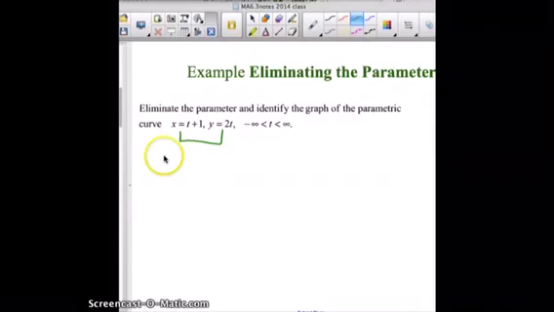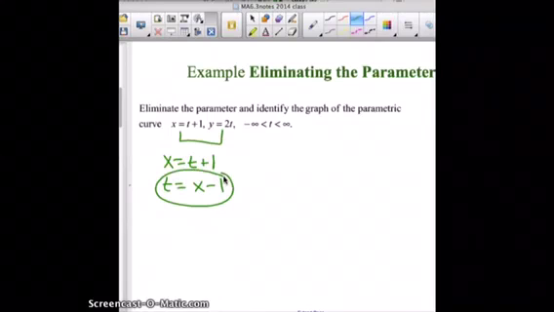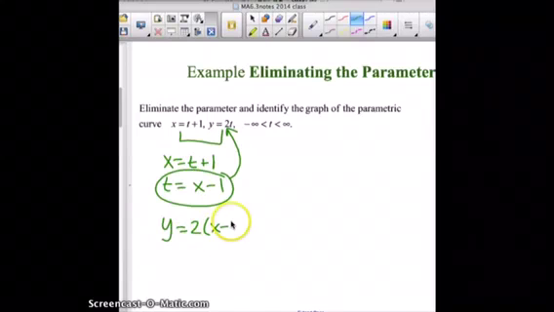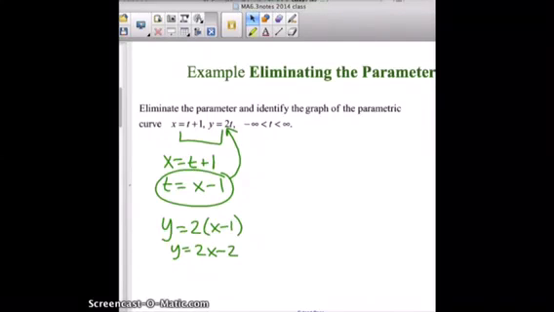So what we do is, since x equals t plus 1, let's figure out what t is. So t, just a little quick algebra, subtract 1 from both sides, is equal to x minus 1. We're going to take this value of t and do a quick substitution into this y equation. So we get y equals 2 times (x minus 1), which you know already this is a line, 2x minus 2. It's a line whose slope is 2 and whose y-intercept is negative 2. And so it says eliminate the parameter.